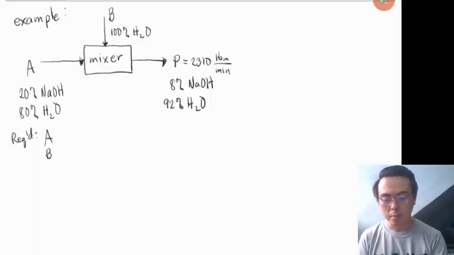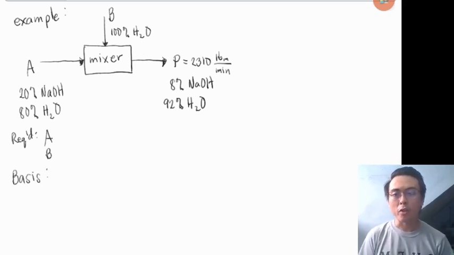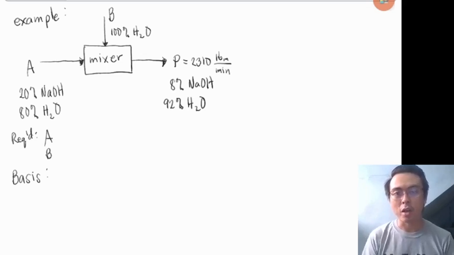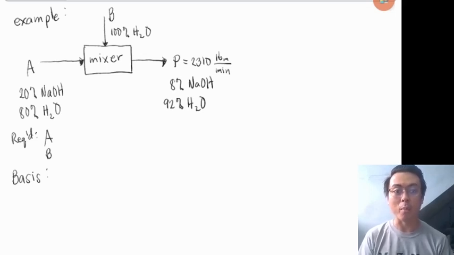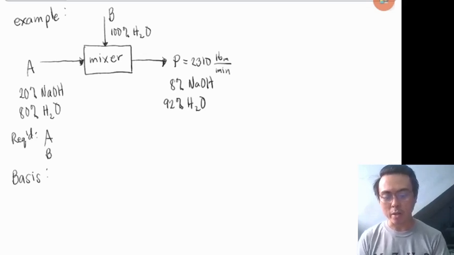Okay, next, step number two, choose your basis. Now we have already tackled choosing basis in our previous lessons. We want a basis that would simplify our calculations. If you take a look at our flowchart or our diagram, you can see that there is only one mass flow rate value, and that is for P. And if you would remember, if you're given a mass flow rate, a very good basis would always be the denominator. In this case, our denominator is minutes. Therefore, a very good basis would be 1 minute of operation.